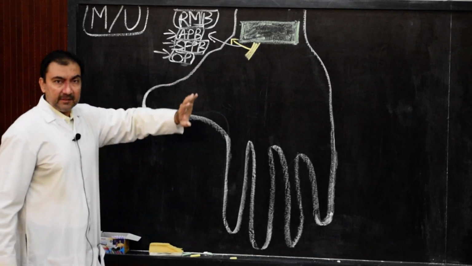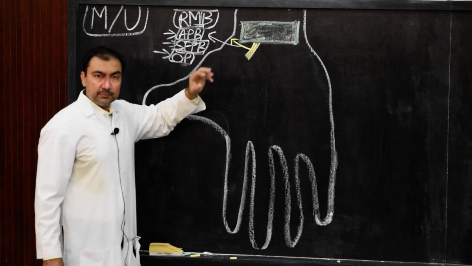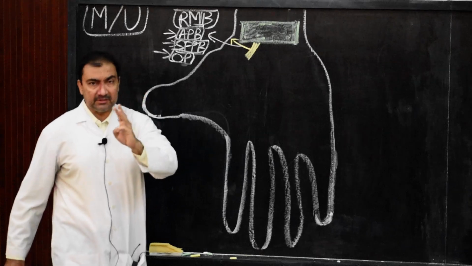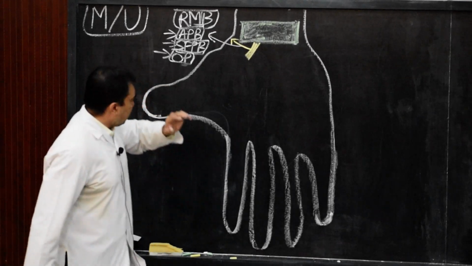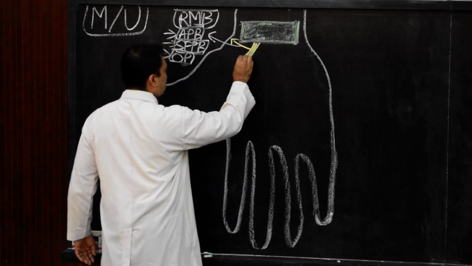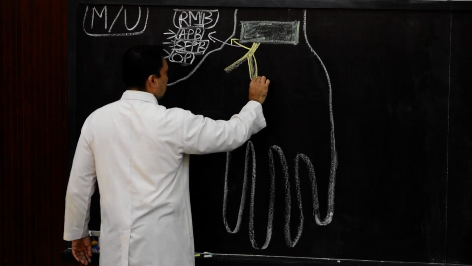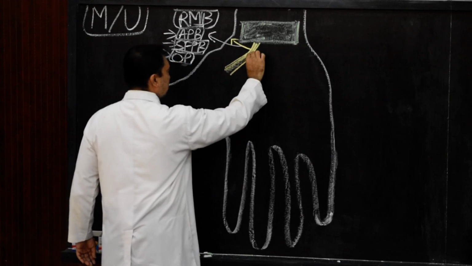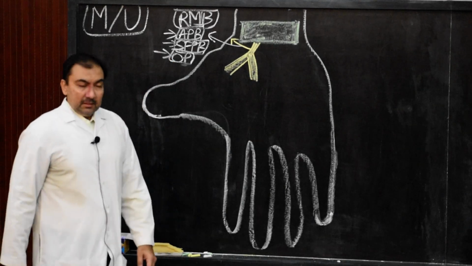So once again I repeat, the recurrent muscular branch will supply abductor pollicis brevis, the superficial head of flexor pollicis brevis, and opponens pollicis. 3 muscles. This is asked in MCQs from the recurrent branch as it enters the palm. After giving the recurrent branch, this median nerve will then divide into lateral and medial divisions. Please note down, it will divide into lateral as well as medial divisions.